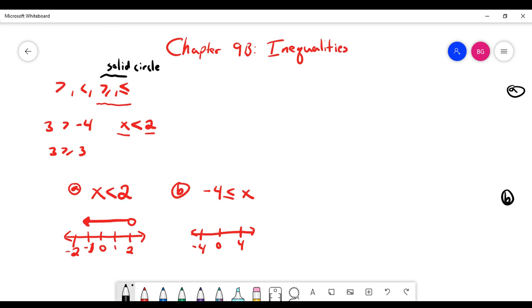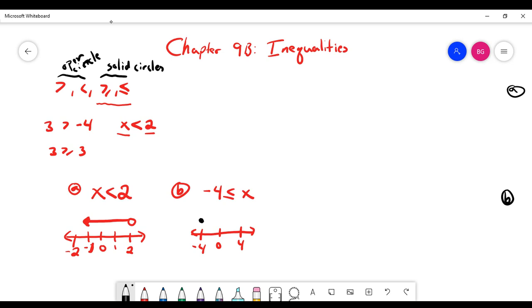And then if it's not equal to, like the first one, we call those open circles. So that's when we would put an open circle, since we don't want those points included. Now, since we want the point included, that's why we put a solid circle. And we're going to put a solid circle on this one at negative 4. So I'm going to go ahead and put a solid circle at negative 4.